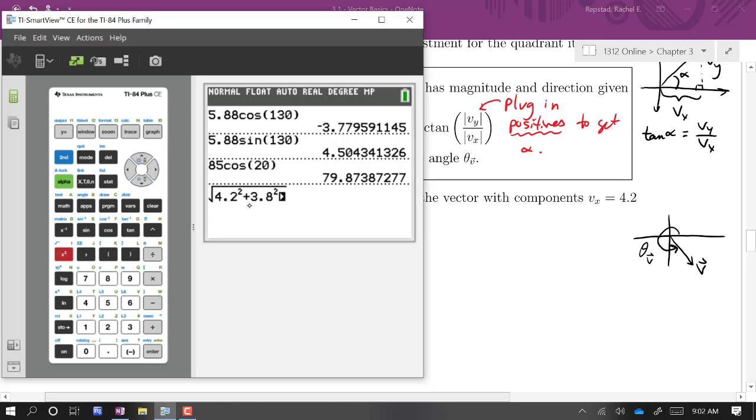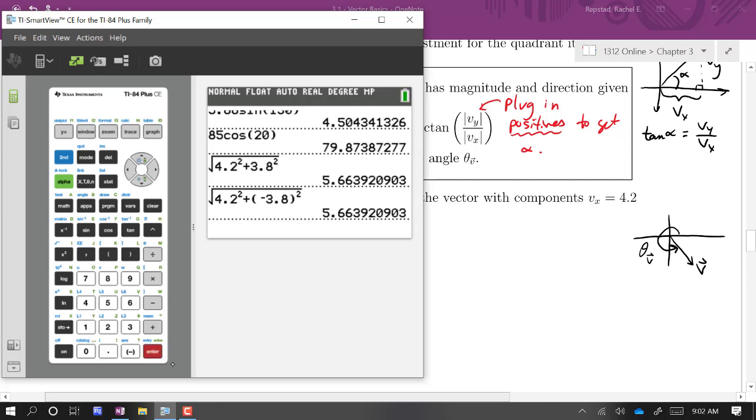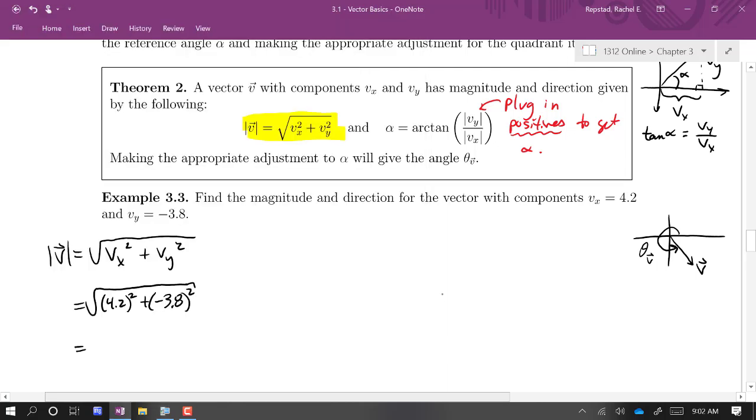You'll notice here I left off the negative. When you square something, it's going to be positive anyway, so I just left it as positive. However, if you did put in the negative, you just have to make sure that it goes in parentheses. Otherwise, it'll do subtraction instead of addition inside the radical. So we have 5.66.